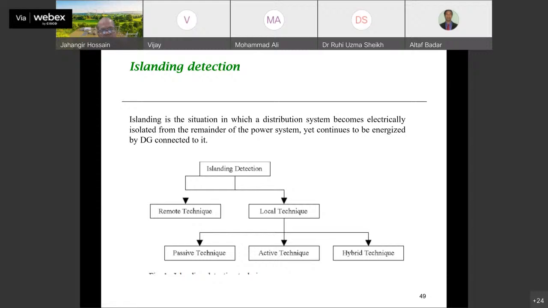Now, how can we detect an island? Here are some of the methods that you can utilize. Initially, we classify them into two types. One is called remote technique. Another is local technique, and local technique also has three types: passive, active, and hybrid technique. I'll just briefly discuss each technique, how it works.